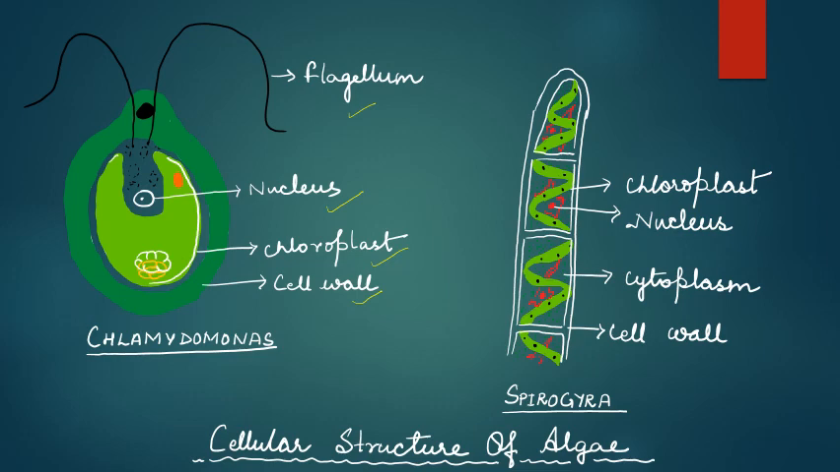Now look at the diagram of this other alga. This is Spirogyra and it is made up of a number of cells. You can see each cell has its own nucleus. This is the structure of Spirogyra and its outermost covering is again a cell wall. Its fluid is cytoplasm. Chloroplast is present and in each cell a prominent nucleus is present. So this is the cellular structure of unicellular as well as multicellular algae.